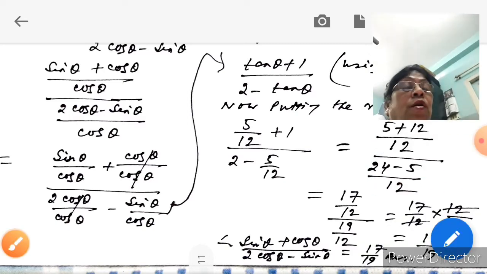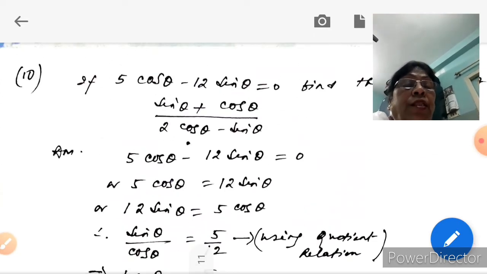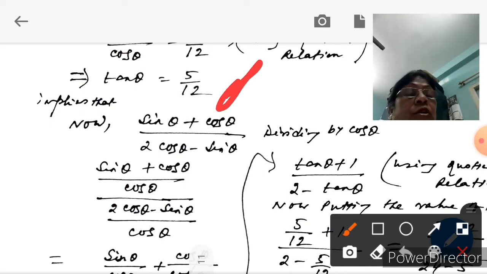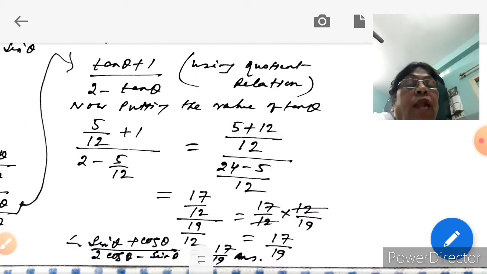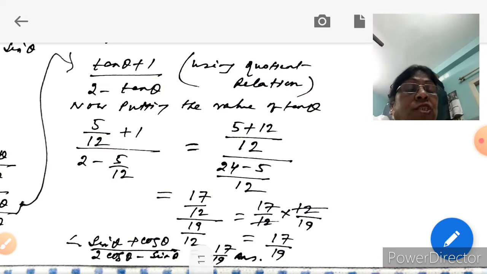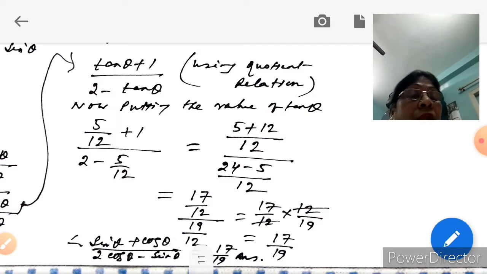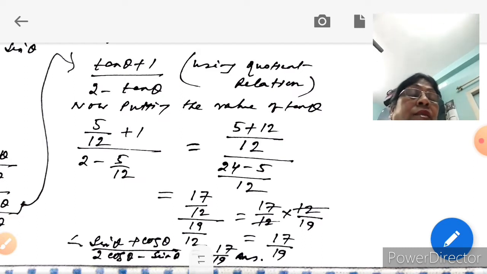Now, putting the value of tan theta, you have already found out tan theta is equal to 5 by 12. So, putting the value of tan theta, you write 5 by 12 plus 1 by 2 minus 5 by 12. You just solve it. I have already solved it here also, you found the value is 17 by 19. So, we were asked to find the value of sin theta plus cos theta by twice cos theta minus sin theta, which is equal to 17 by 19.